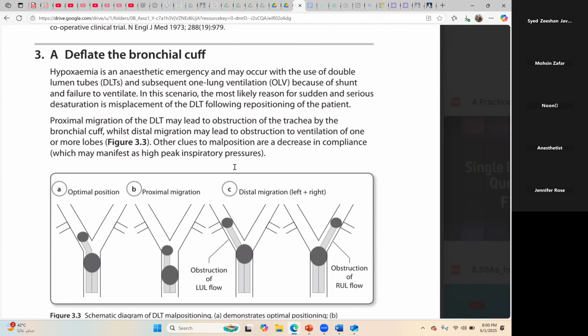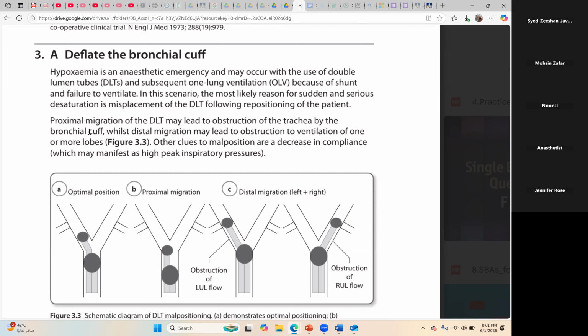So if you are deflating the bronchial cuff, let's see. Hypoxemia is an anesthetic emergency and may occur with the use of double lumen tubes and subsequent one lung ventilation. Because of shunt and failure to ventilate, in this scenario the most likely reason for sudden and serious desaturation is misplacement of the double lumen tube following repositioning of the patient. Proximal migration of the DLT may lead to obstruction of the trachea by the bronchial cuff.